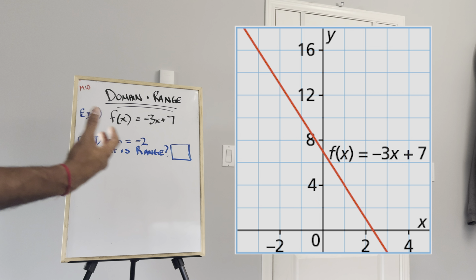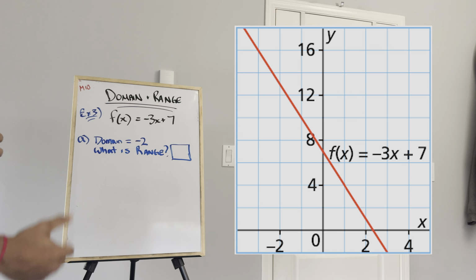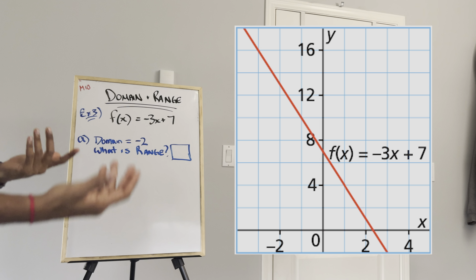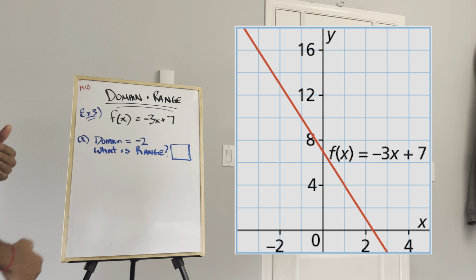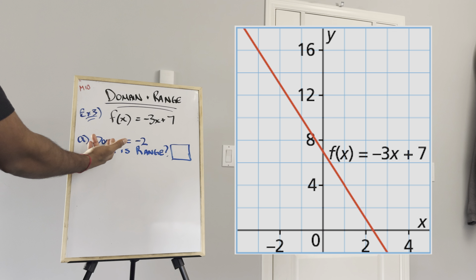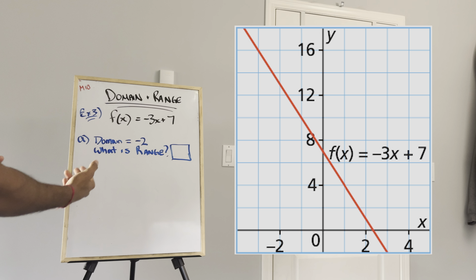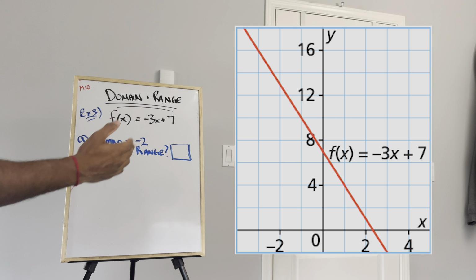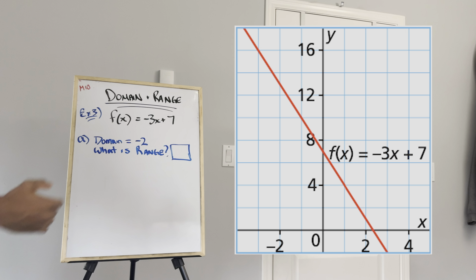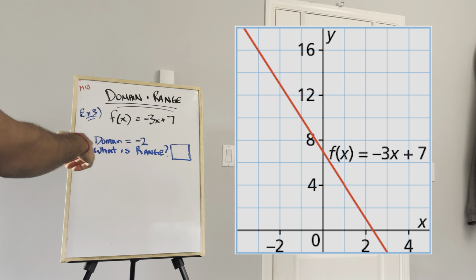Example 3. Now we have a graph and a function. And they tell us that the domain equals -2. Find the range. What does that mean? 2 ways you could solve this. Number 1, domain. Remember, domain means x. So they essentially said, what if x equals -2? What would be your range at that particular point on the graph?